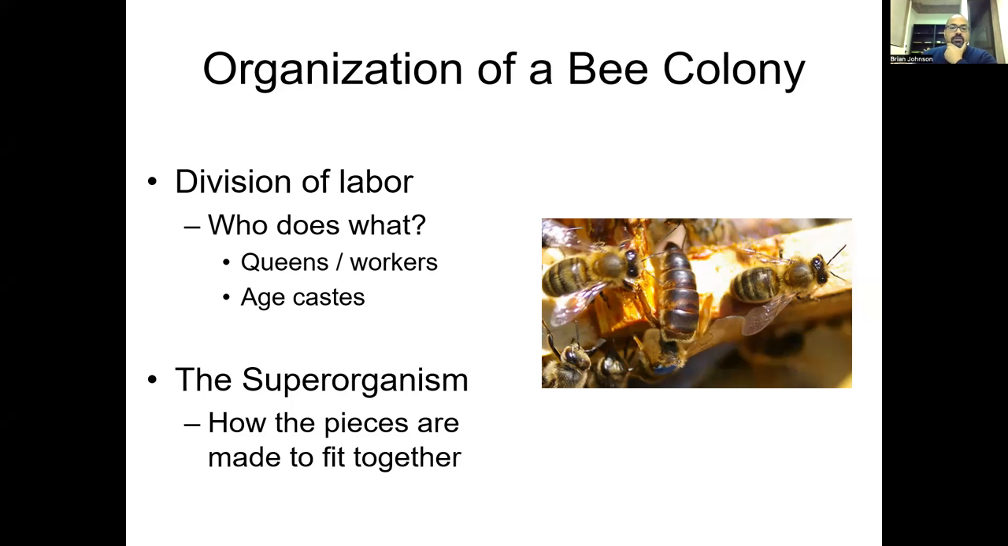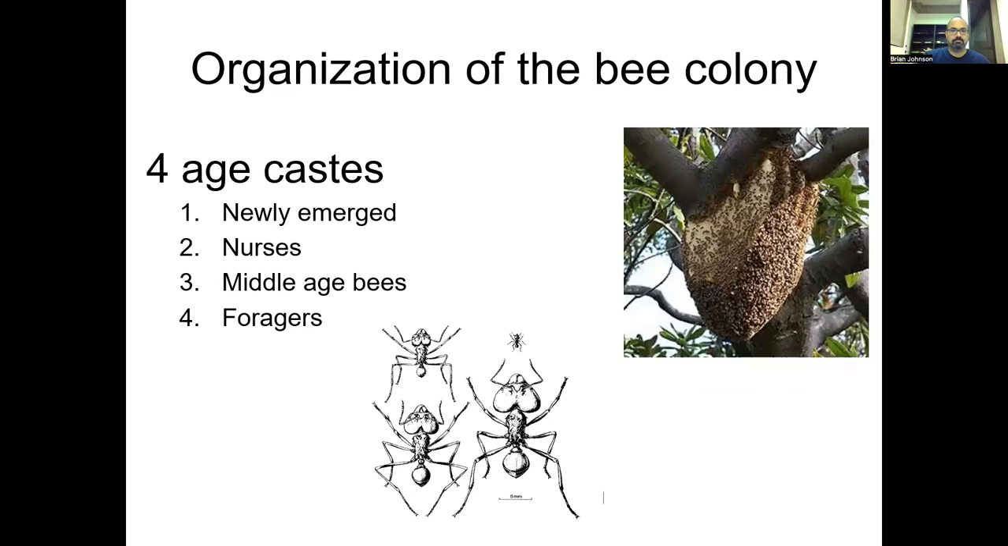And then I'll also finish up by talking about the superorganism concept, because division of labor is actually one half of the organization of work in a bee colony. The superorganism idea sort of explains how division of labor fits in, how it interacts with what's called social physiology to create a sort of cohesive, unified, collective organism.